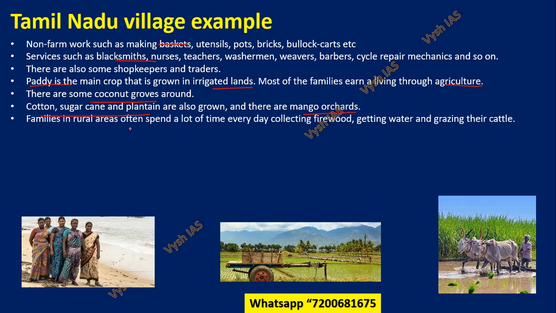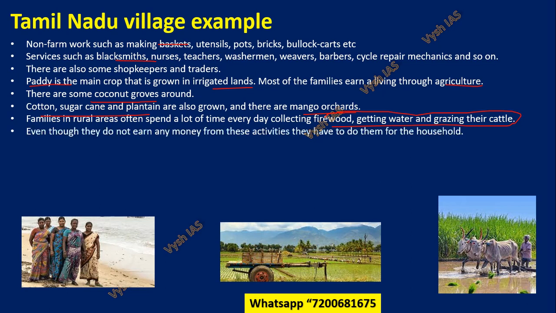Now, families in rural areas often spend a lot of time every day collecting firewood, getting water, grazing their cattle. So now things are improving. There are a lot of schemes going on for rural areas and doubling the farmers' income, but there is a lot of hard work and struggle also involved. Even if they do not earn any money from these activities, they have to do them, because usually they do not get any money directly out of this. They are doing all this so that they can do the farming and then earn the money.